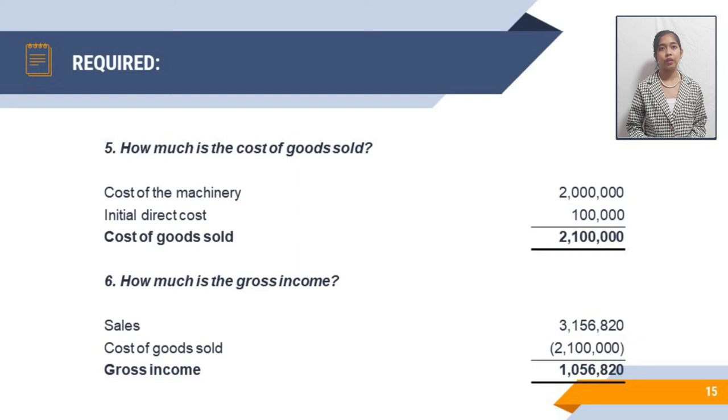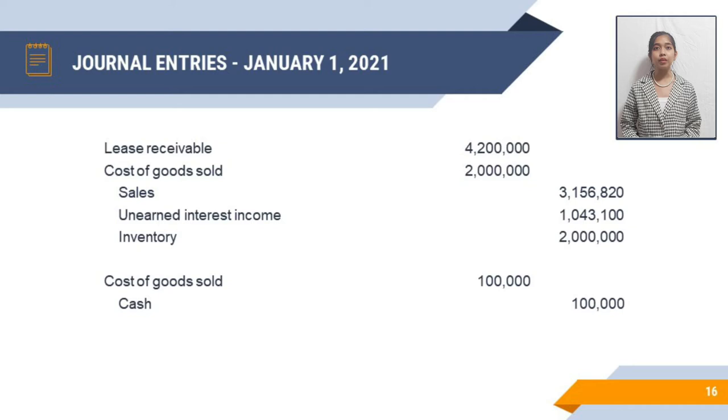Therefore, our gross income is 1,056,820. For our journal entries on January 1, 2021, let's debit the lease receivable 4,200,000, debit cost of goods sold 2,000,000, credit sales amounting to 3,156,820, credit unearned interest income 1,043,180, and credit inventory 2,000,000. And also, debit the cost of goods sold amounting to 100,000 and credit cash amounting to 100,000.